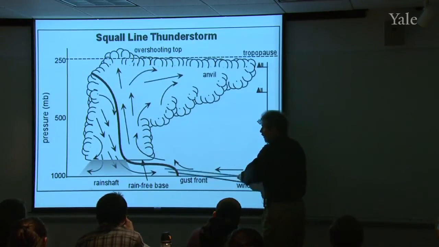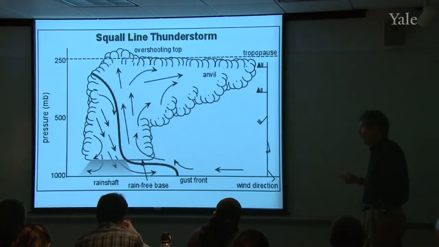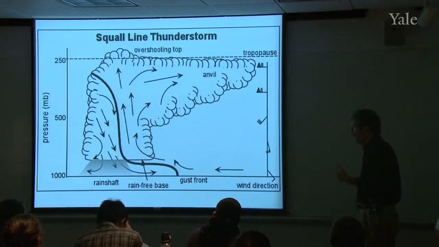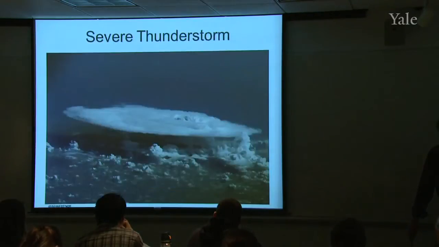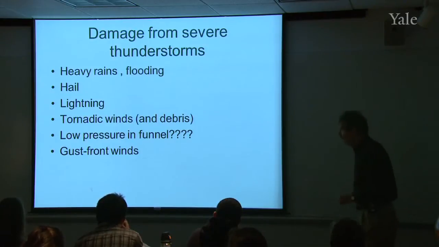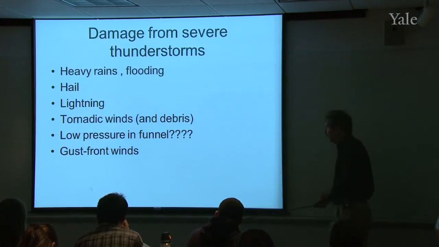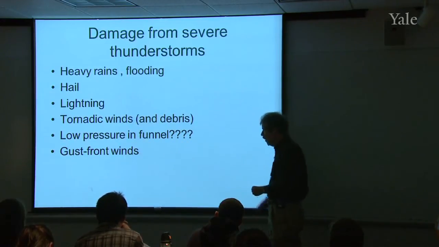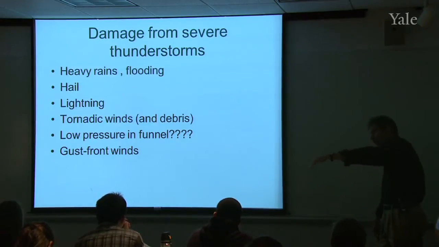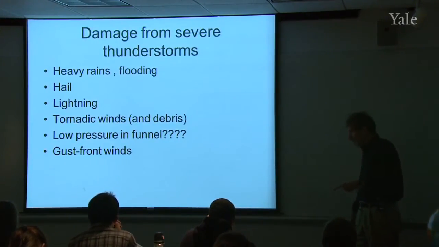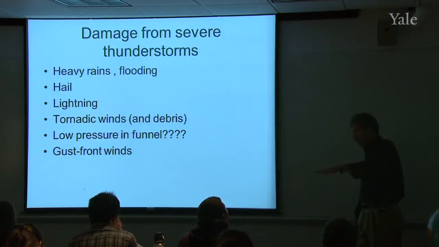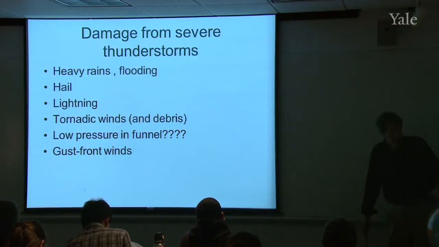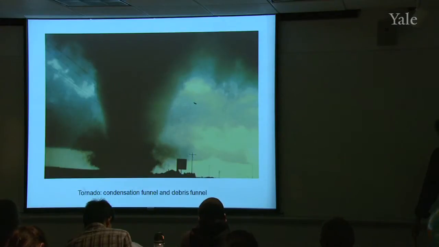And this structure is more or less stable and can persist for a number of hours, in some cases even overnight. And these are the ones that are larger and they're severe in every way you can imagine. I think I showed these last time. But heavy rains and flooding, hail, lightning, tornadic winds. I don't think the low pressure in the tornado is much of an issue, but the gust front winds coming from that cool air is another source of wind damage. In some cases, that causes more damage than even a tornado could. Usually the tornadic winds are stronger when there is a tornado, but the gust front winds may cover a wider area and in some cases will cause more damage than a possible tornado.